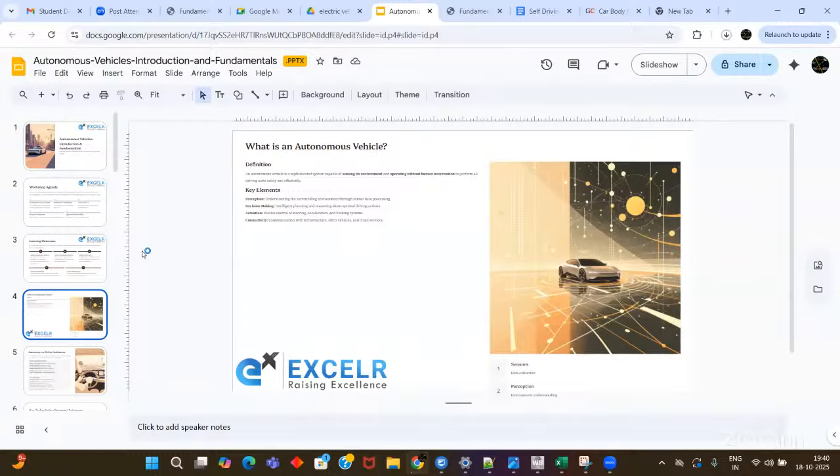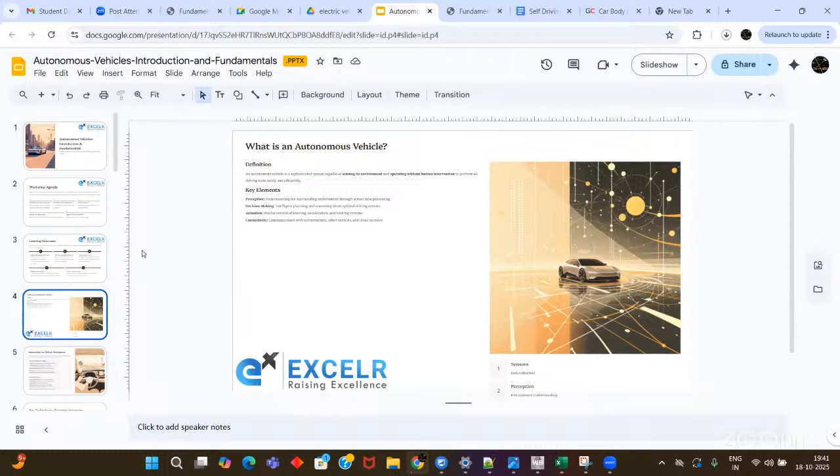Now comes the key elements. What are the key elements? Perception, decision making, actuation, and connectivity. So what do these actually mean? Perception means understanding the surrounding environment through sensor data processing. The second point is decision making, which means intelligent planning and reasoning about optimal driving actions.